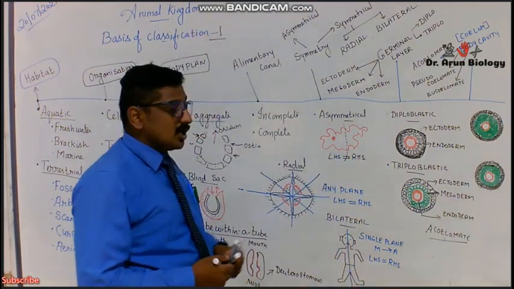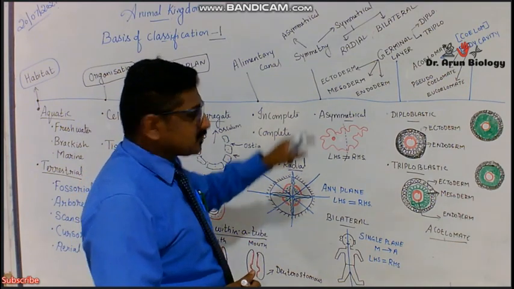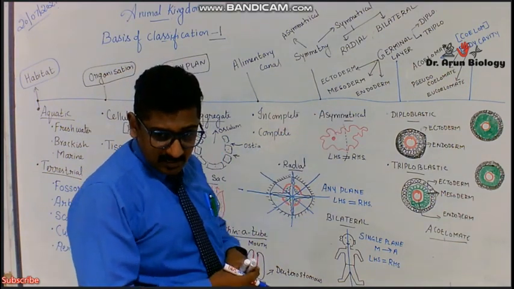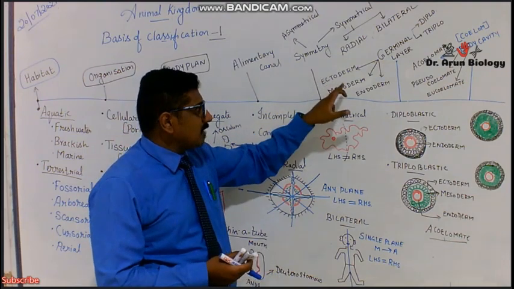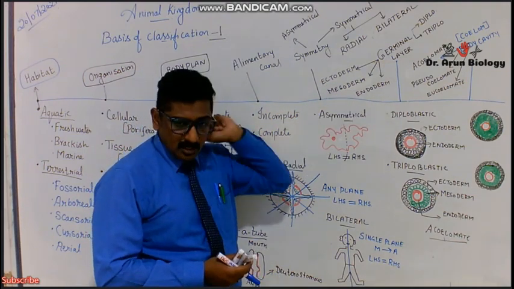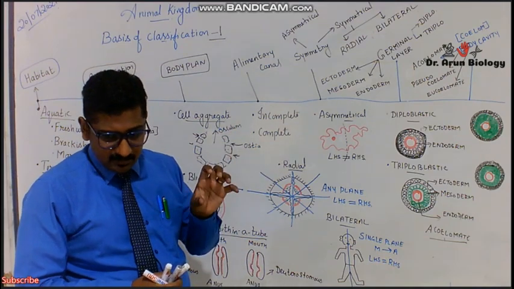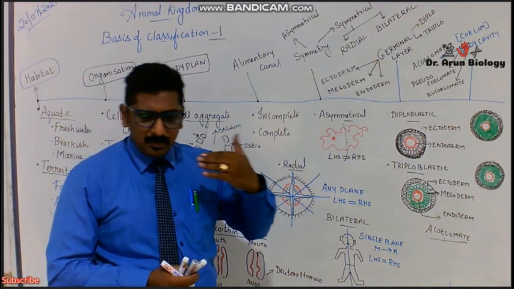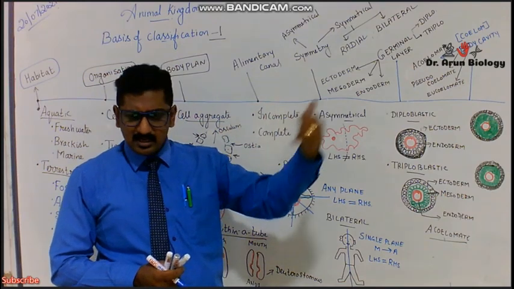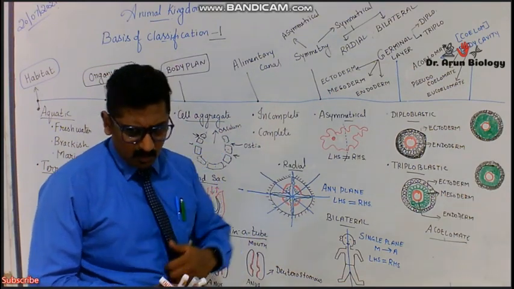Next is germinal layers. There are three types of germinal layers that we are going to take into consideration: ectoderm, endoderm and the mesoderm, the middle layer. Now these are the embryonic germinal layers. We also have a stage called blastula, then we go for gastrula. In respect to the gastrula layer I am talking about.